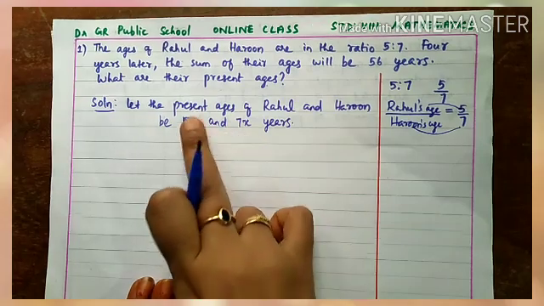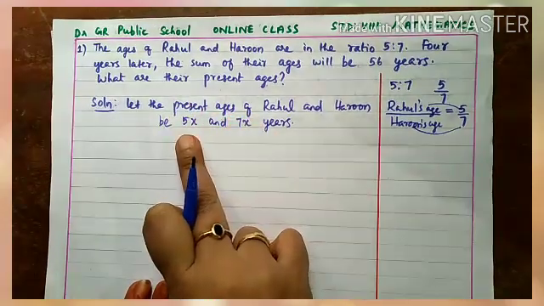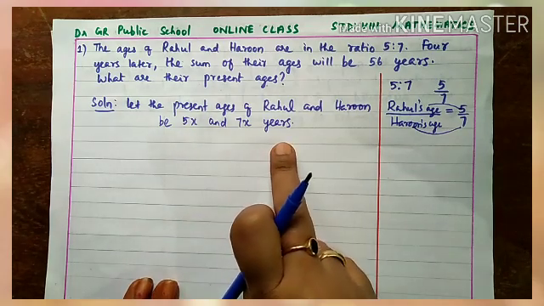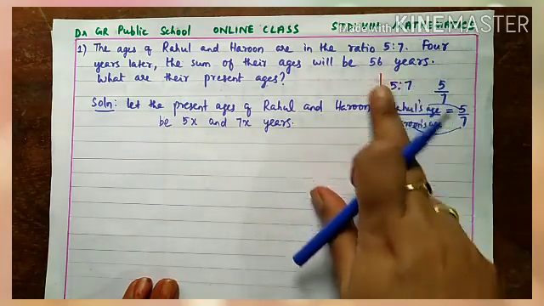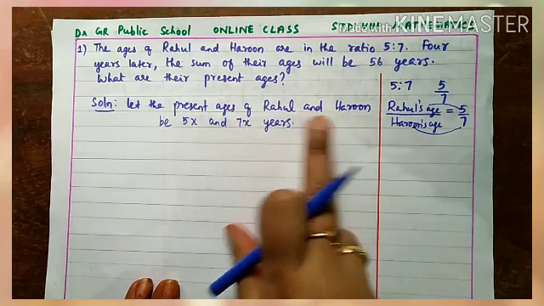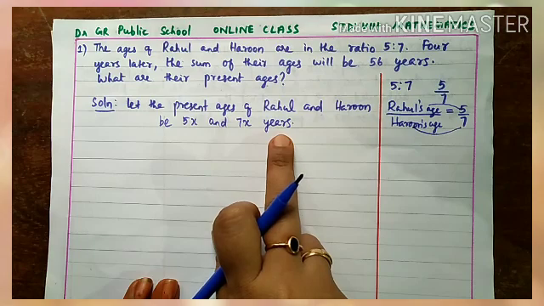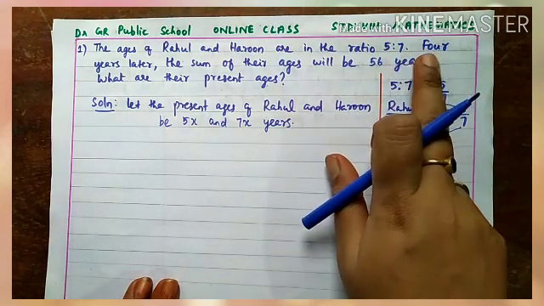We need to find that x value so that we can find Rahul's age and Harun's age. So this is the starting of your problem. Using the ratio, we assumed the present ages of Rahul and Harun to be 5x and 7x years. Okay children, now see the second step of your question.